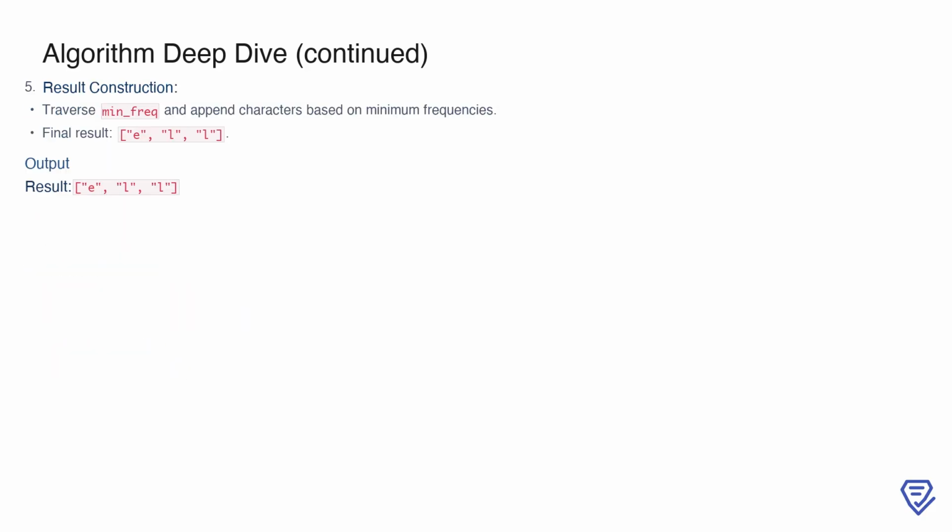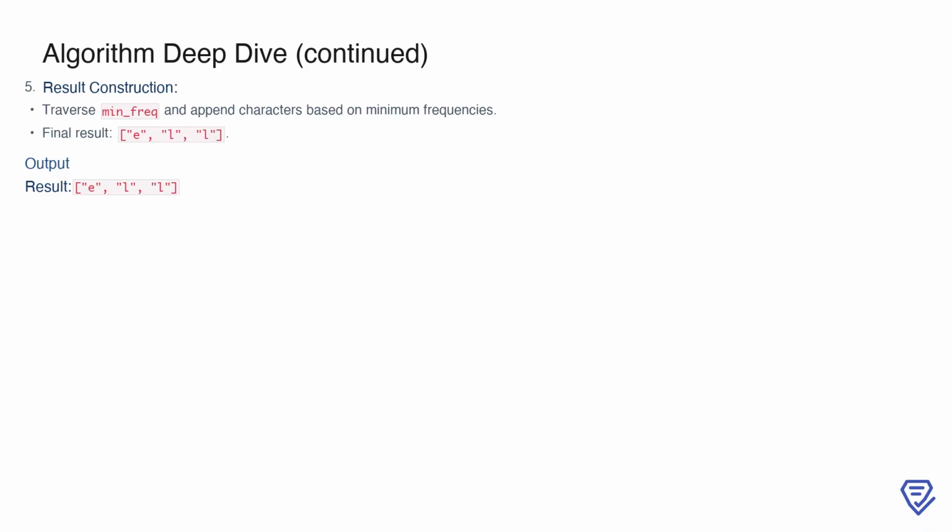Once all strings have been processed, we construct the result by traversing the min_frequency array. For each character index where the value is greater than 0, we append the corresponding character to the result list multiple times based on its frequency. In our example, the characters e and l appear in all three strings, with l having a minimum frequency of 2. Therefore, the final result is e, l, l.